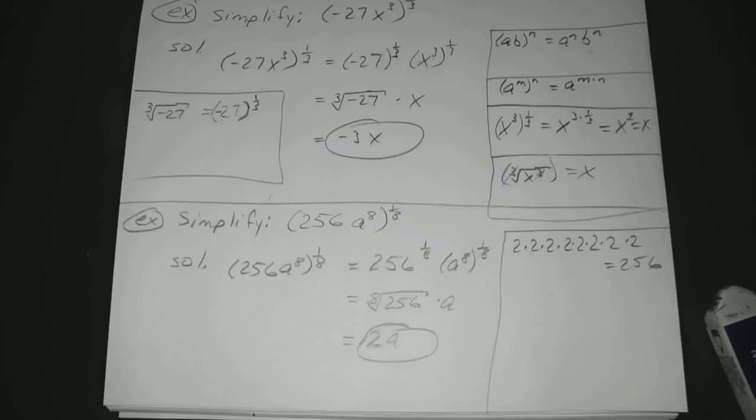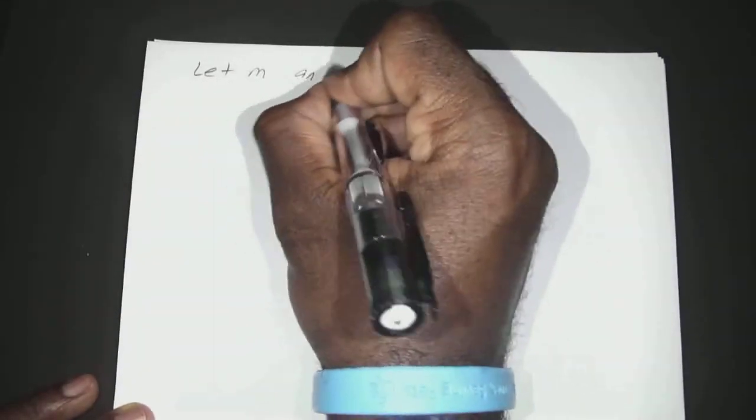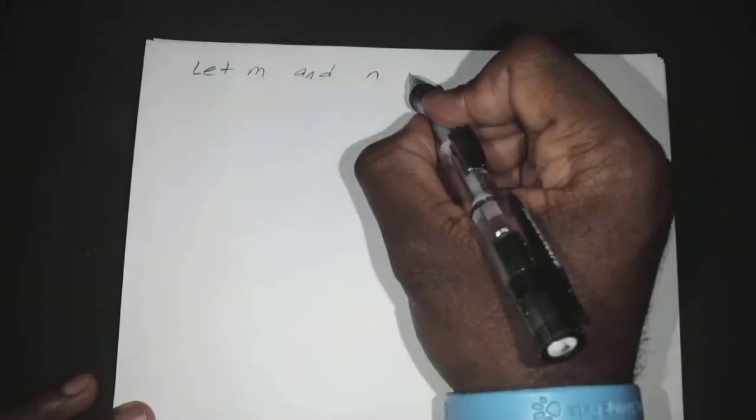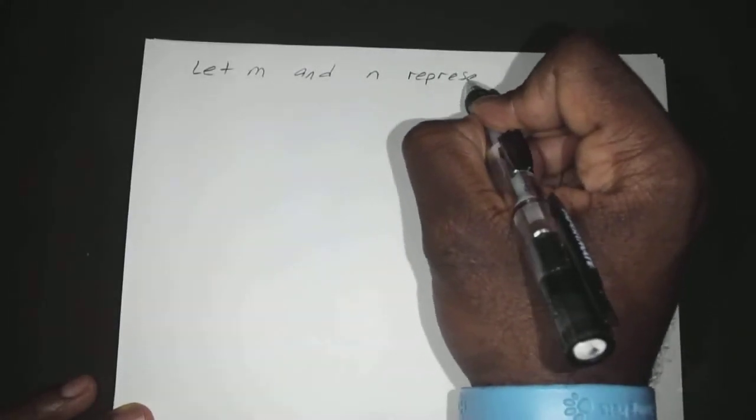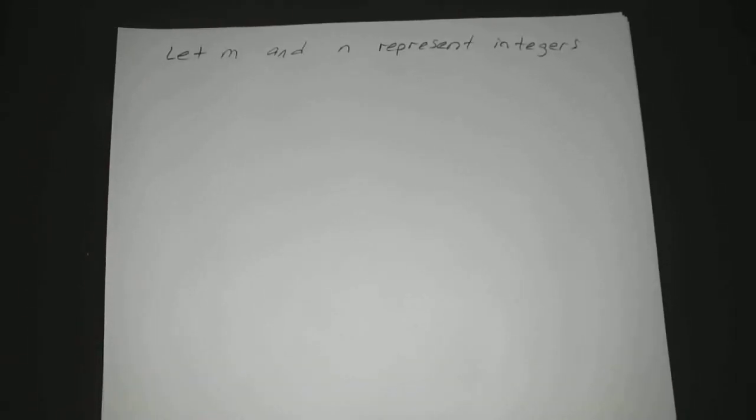So we can see here all of our fraction exponents always had 1 over whatever our index was. But what if we had one where you didn't have a numerator of 1? What if we let m and n represent integers: 0, positive and negative 1, positive and negative 2, and so on.